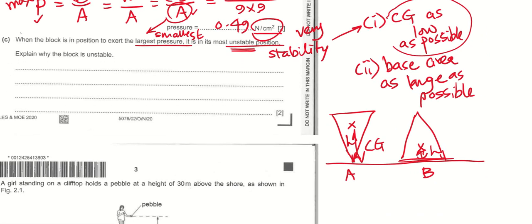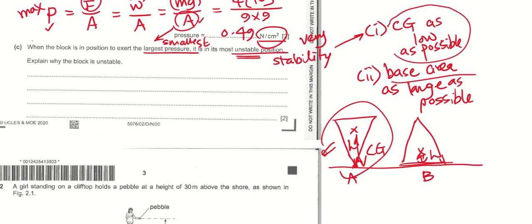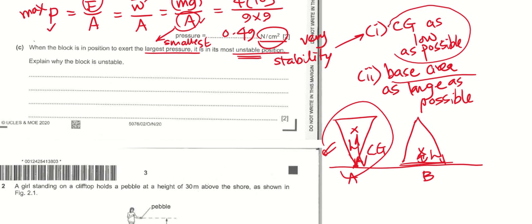And in addition, the base area for B is larger than the base area of A, which is this small tip. That's why this thing will always topple, right? But for B, it will just stay stationary. So they want us to explain why the block is unstable.